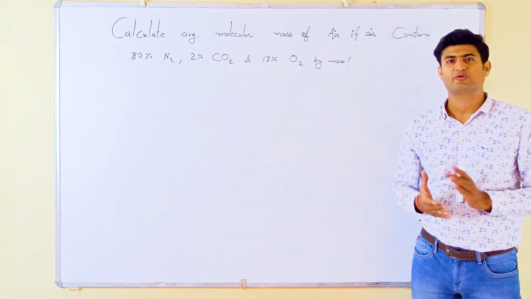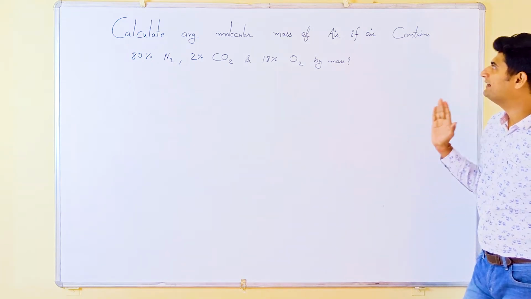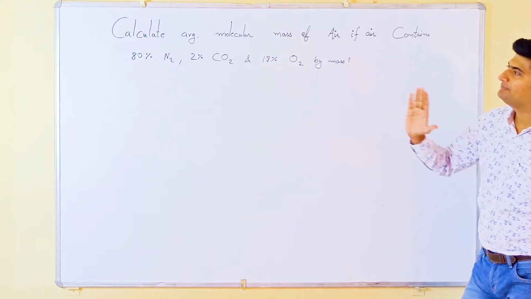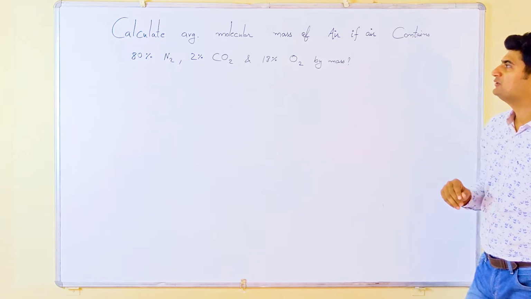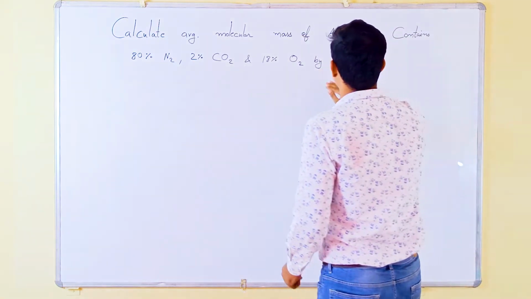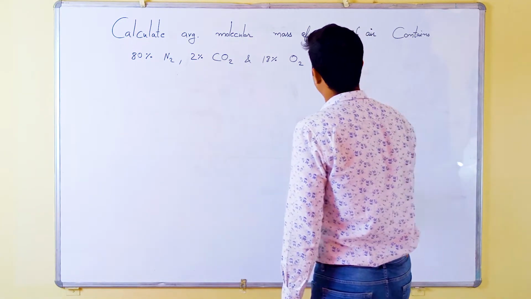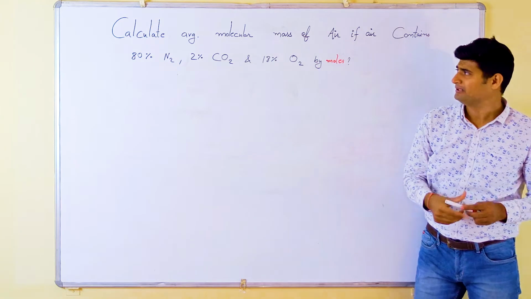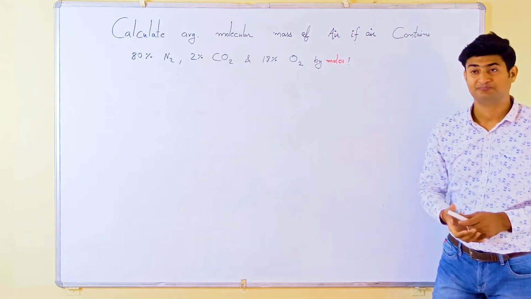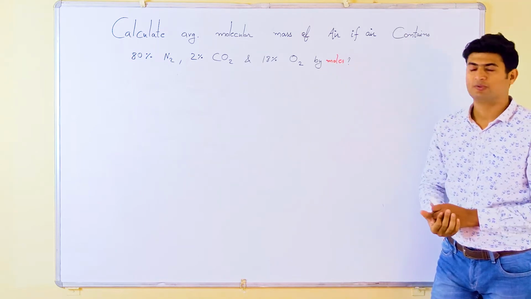So you have one more question in front of you. You have to calculate the average molecular mass of air if air contains 80% N2, 2% CO2 and 18% O2 by moles. It should be percentage by moles. Okay, I'm just making it simple. You can calculate by mass also. So with percentage by moles, we have to calculate the average molecular mass.